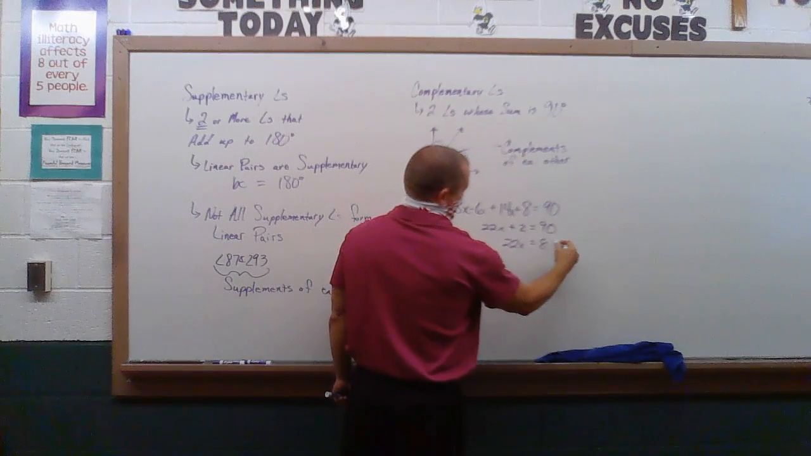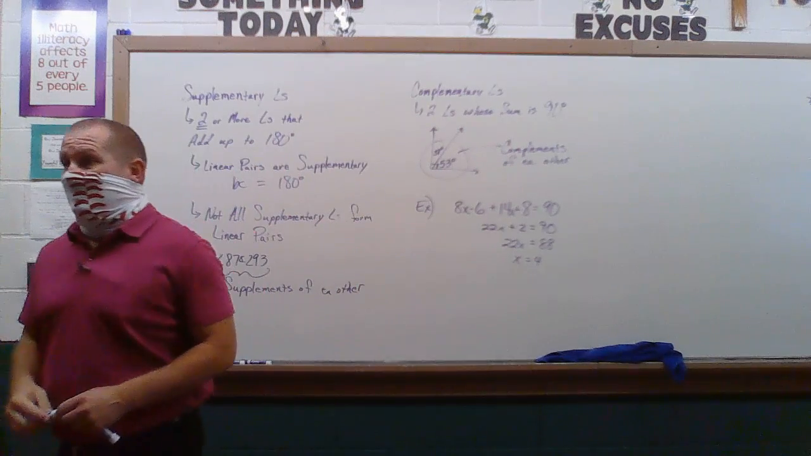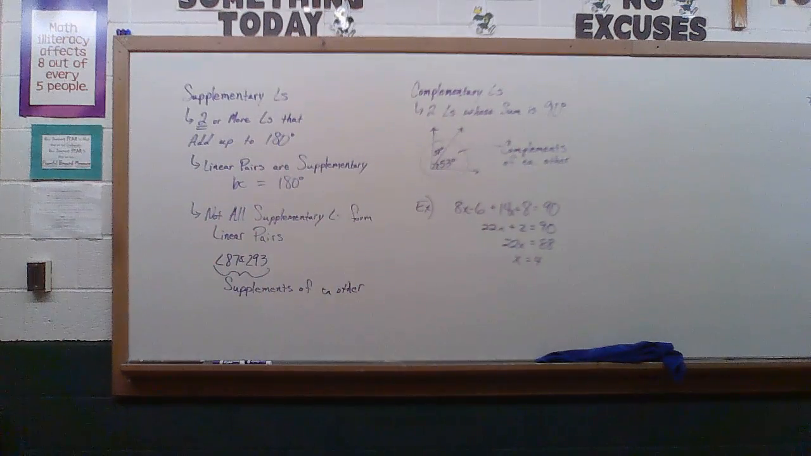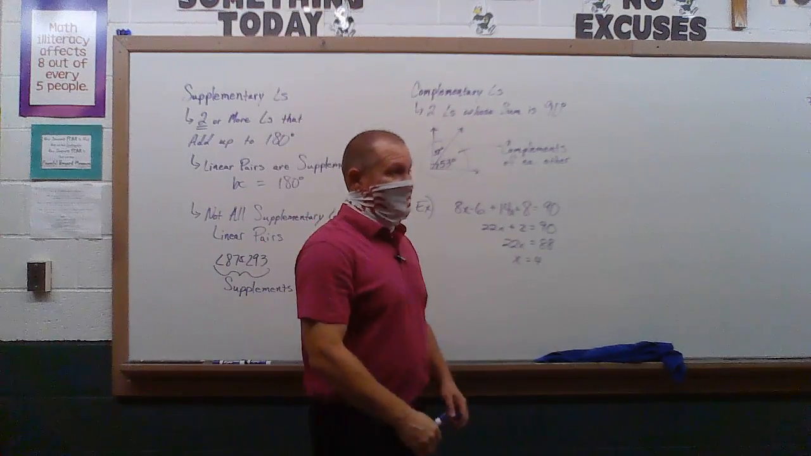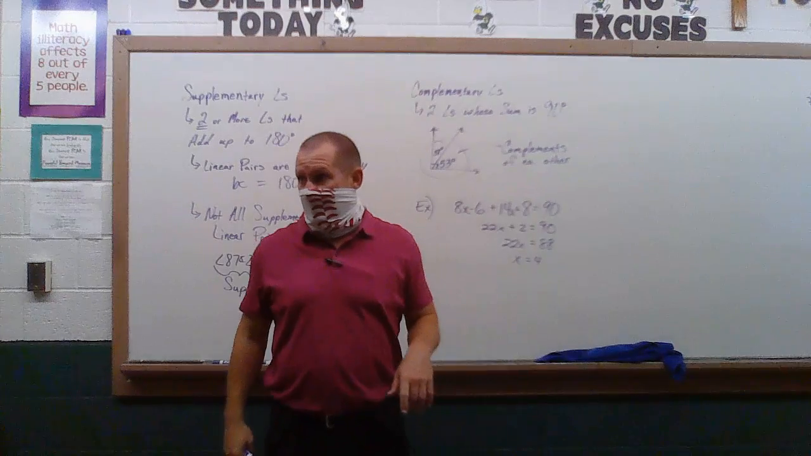Subtract 2 from both sides. Divide by 22 from both sides. And last but not least, this is what a lot of you didn't do on the quiz. Answer the question for what it says. Find x. Yes, you did that. And the measure of angle M.